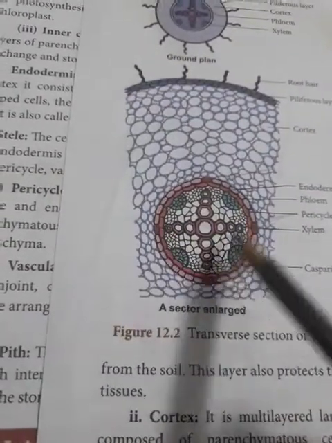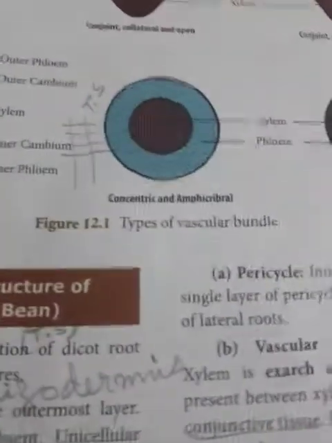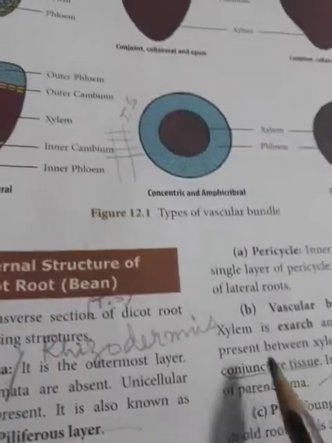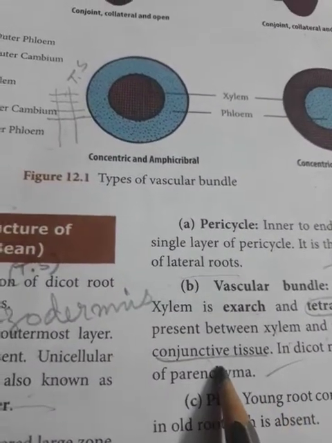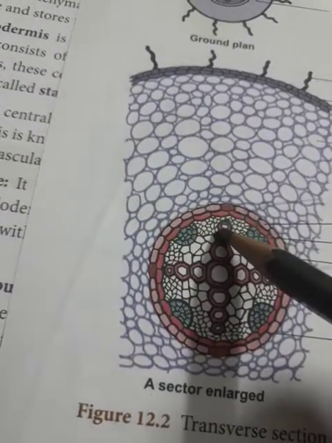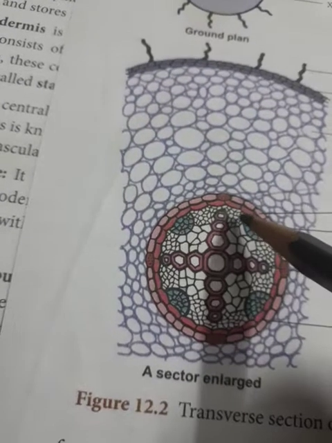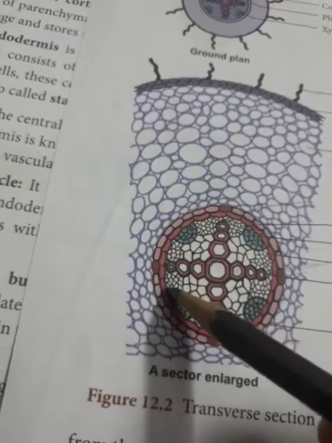Tetra means 4 arms are there. In dicot root there are 4 arms of xylem present. That's why xylem is called exarch and tetrarch. The tissues present between the xylem and phloem are called the conjunctive tissue, and I will show here again in the diagram. This is phloem, this is xylem. So in between xylem and phloem you can see small cells are present. These are called the conjunctive tissue.